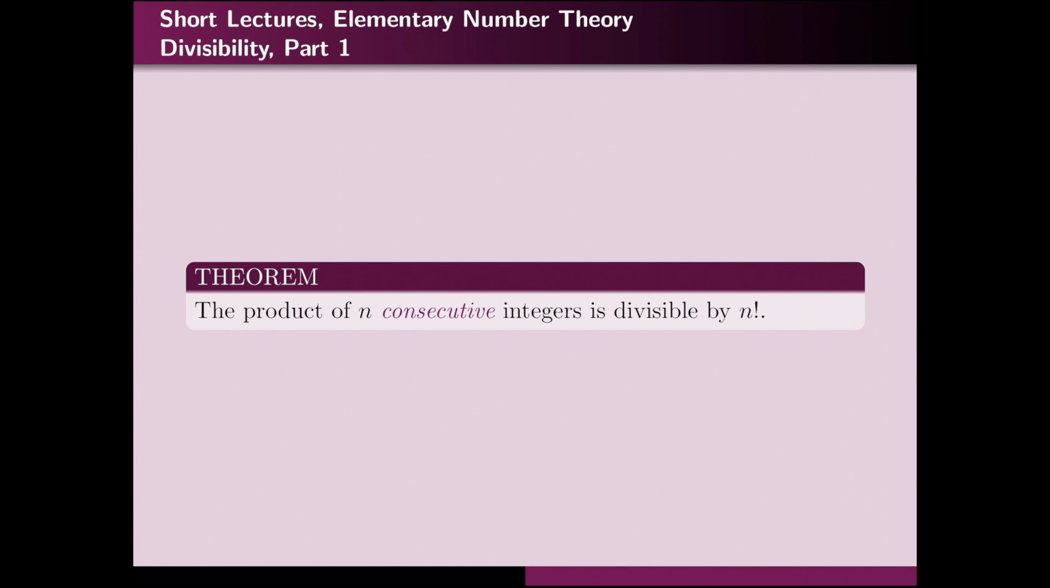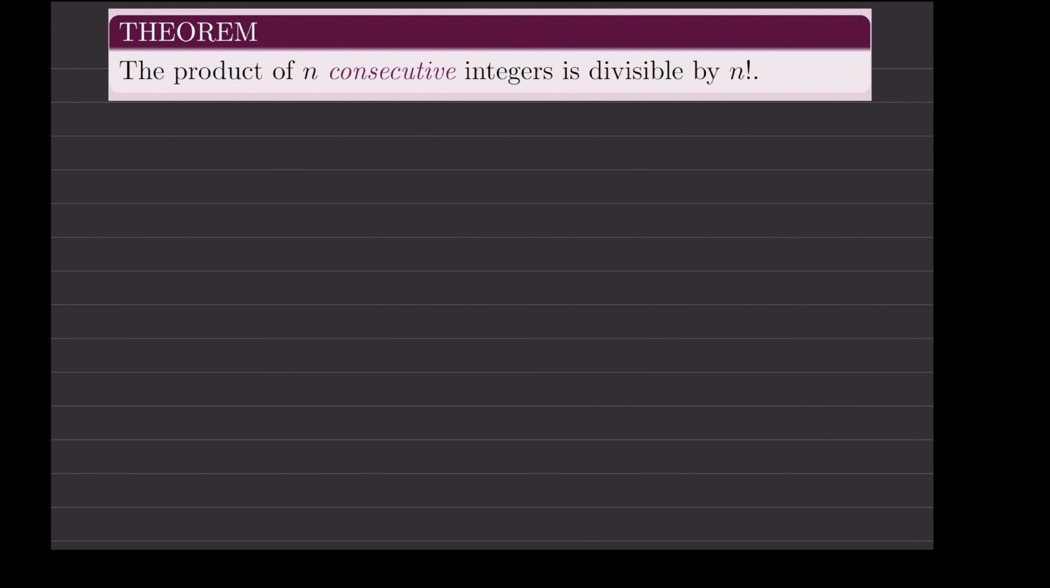Okay, another theorem which is good to know: the product of n consecutive integers is always divisible by n factorial. Let us see why this is true. First of all, let us talk about n consecutive natural numbers. Instead of proving that for n consecutive integers, let us concentrate on n consecutive natural numbers. So let the first natural number be n. Here I am assuming that n is a natural number.